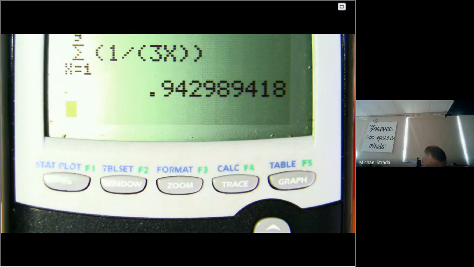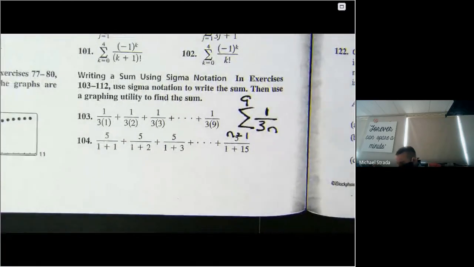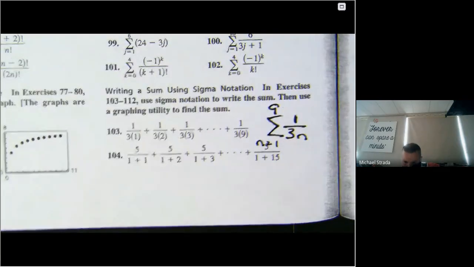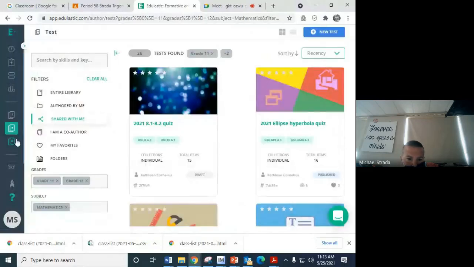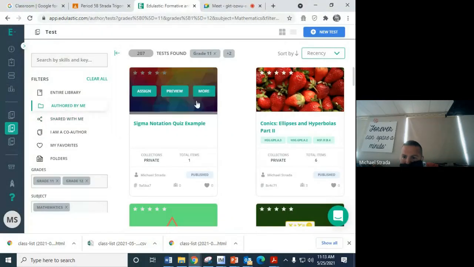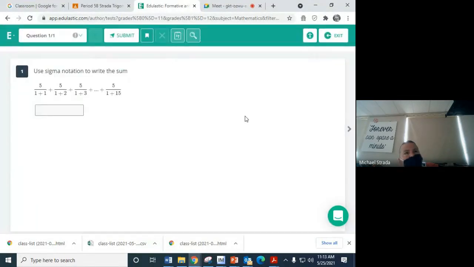All right? So if you would, please work on number 104, doing the same thing. If you don't want to find the sum, that's fine. All right, those of you at home, we're going to show how you do this in Edulastic, so please make sure you pay attention. Authored by me, sigma notation quiz example, there we go.